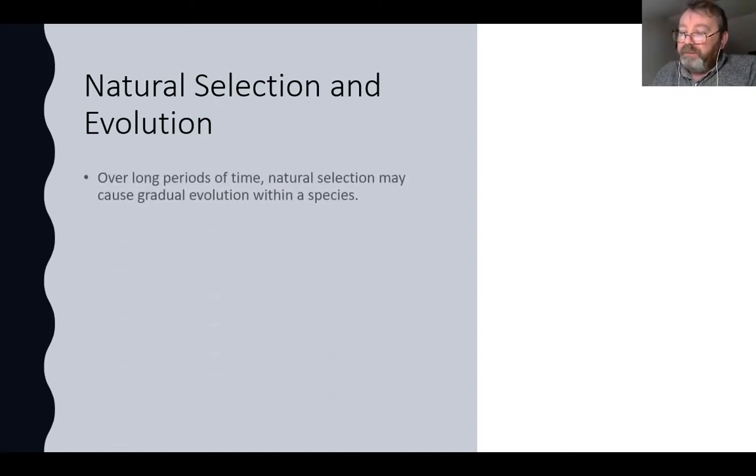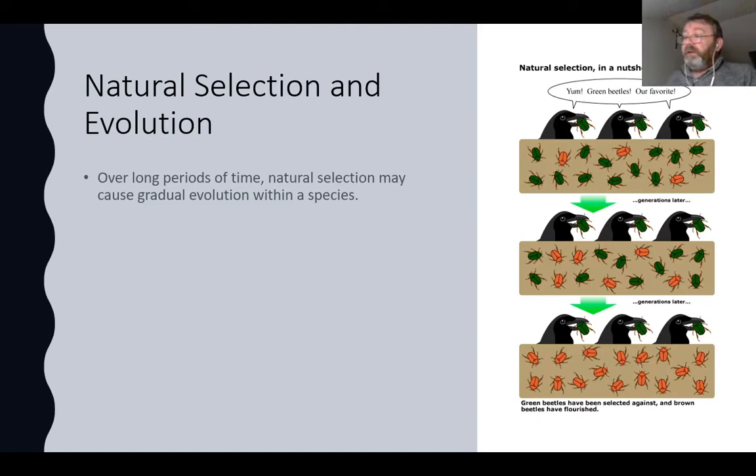And where do these changes take place and how do they take place? Well, over long periods of time, natural selection, remember what I told you? Natural selection means you enhance the good and you get rid of the bad, okay? Natural selection may cause gradual evolution or change within a given species. Now, a species is a group of animals with similar characteristics.